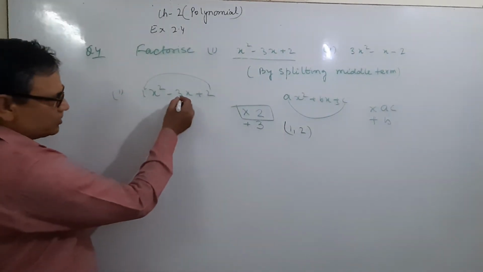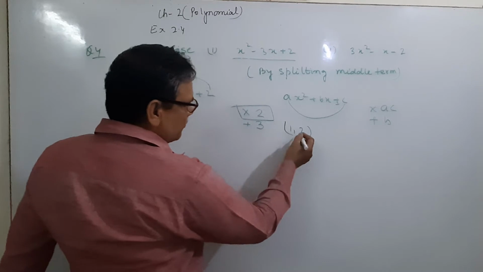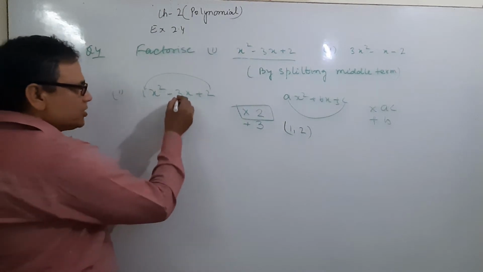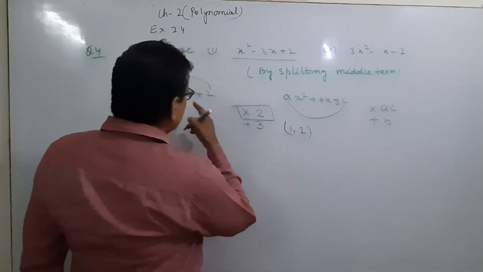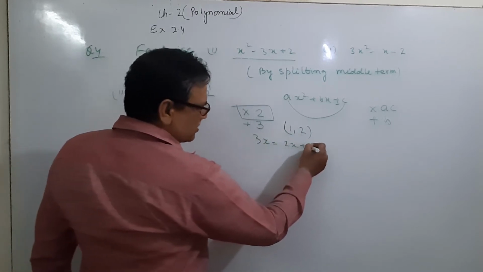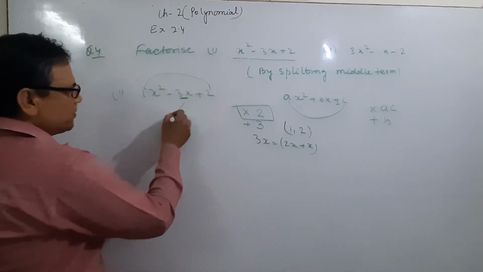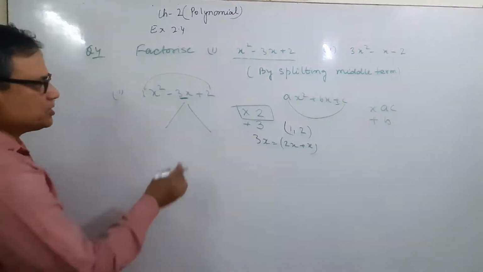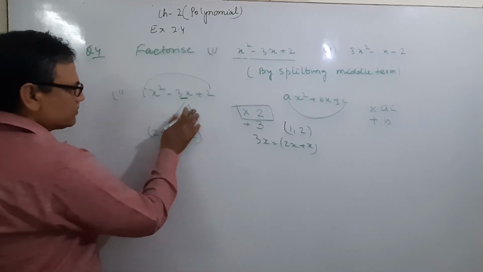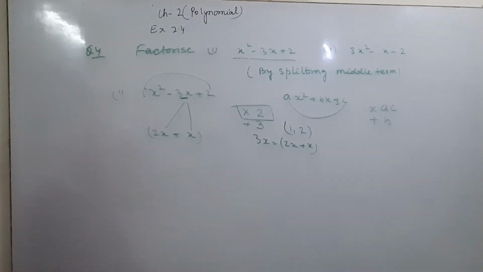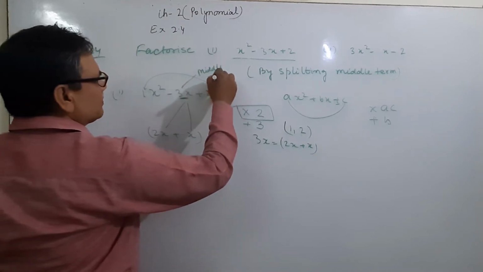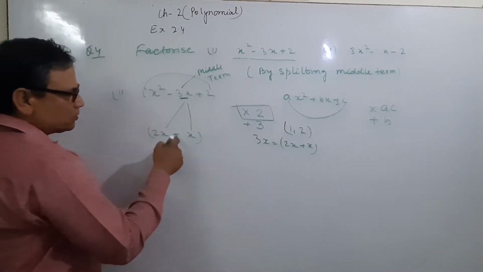Then we have to write this 3x in the form of 2x plus x, first writing the larger number. It is better. Here is 3x, and we will write it as 2x plus x, which is equal to 3x. This 3x is split in the form 2x plus x. This is the middle term, and it is split into 2x plus x.